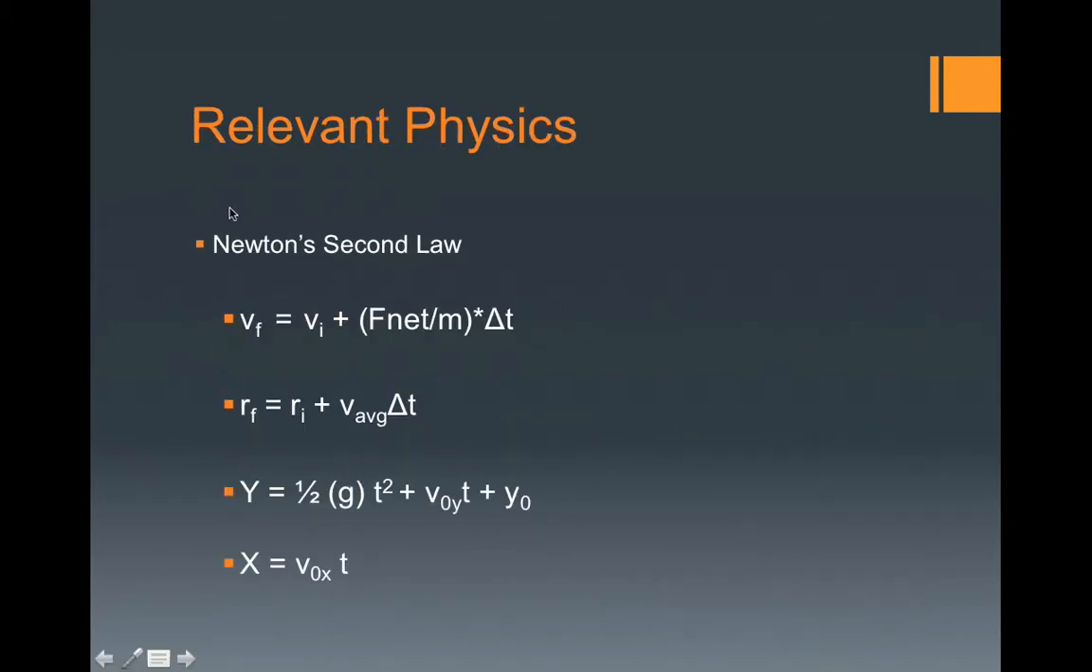So the relevant physics will primarily be Newton's second law. It's the velocity equation, the position equation, and down here the last two that may not be as familiar are the x and y component of the velocity updates. And this was just important for this specific lab. Right here, the first number of the y equation is just the gravity influence, and then the initial velocity and the initial position. Down here is just the initial velocity of the x component, because gravity doesn't have an x component. So that was just useful for this specific experiment.